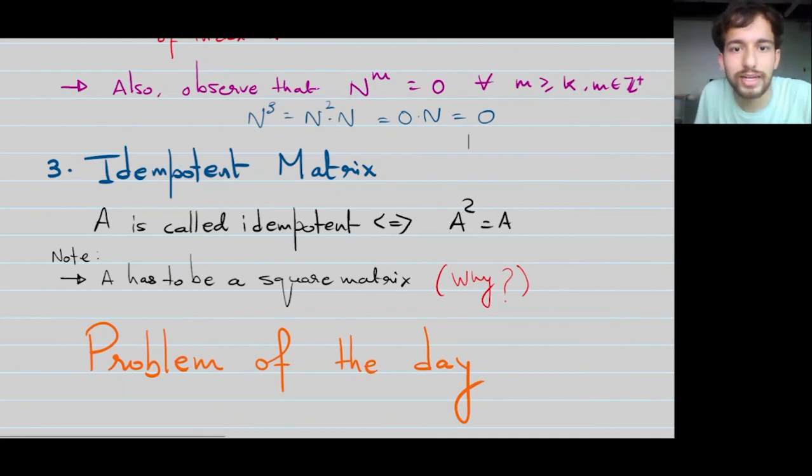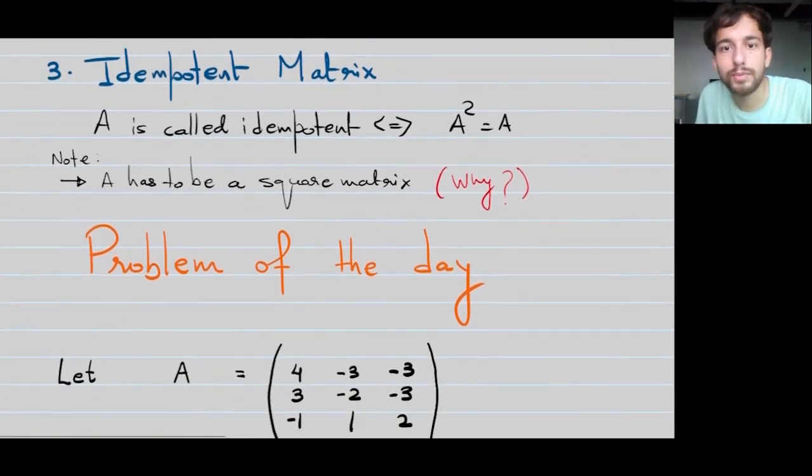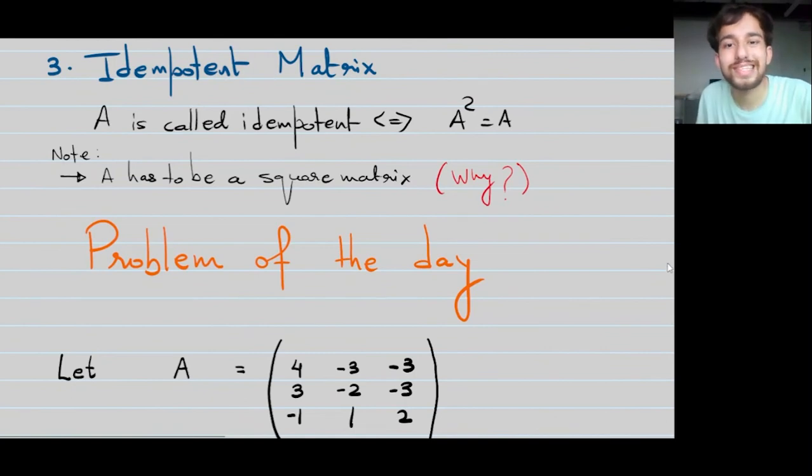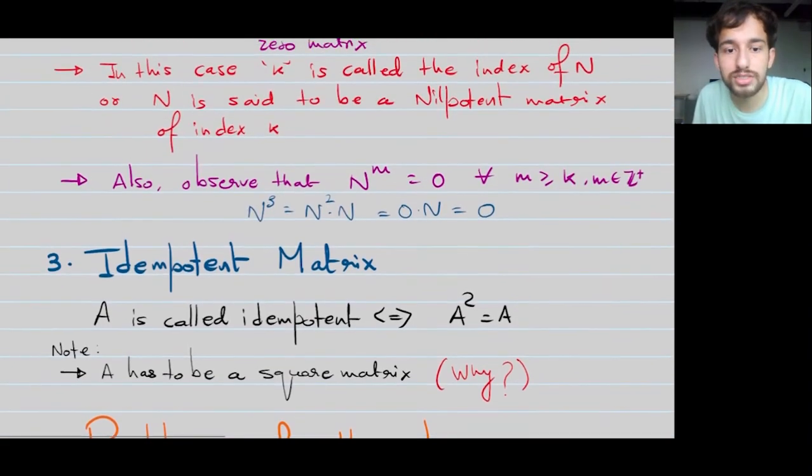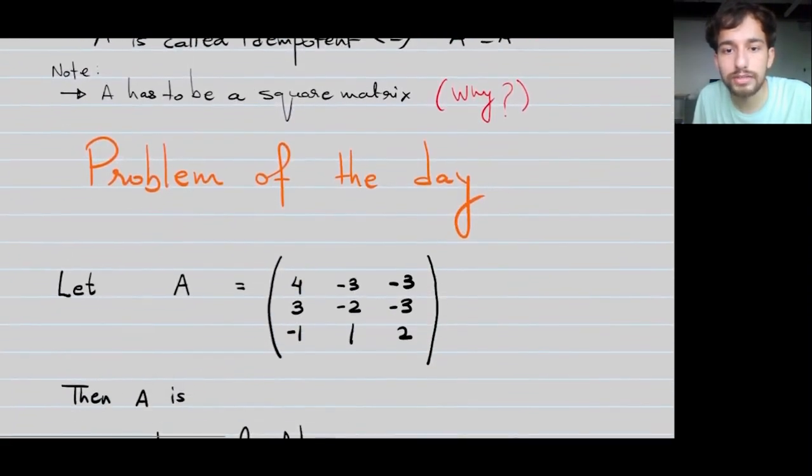Finally, idempotent operator or idempotent matrix. A square matrix A is called idempotent if and only if you square it and get the matrix itself. Clear? If you square it and get the original matrix itself, then those matrices A which satisfy this condition are said to be idempotent. Note that A has to be square again. You have to answer me why. I have already answered this while explaining the last concept. So these were the three notions for today.